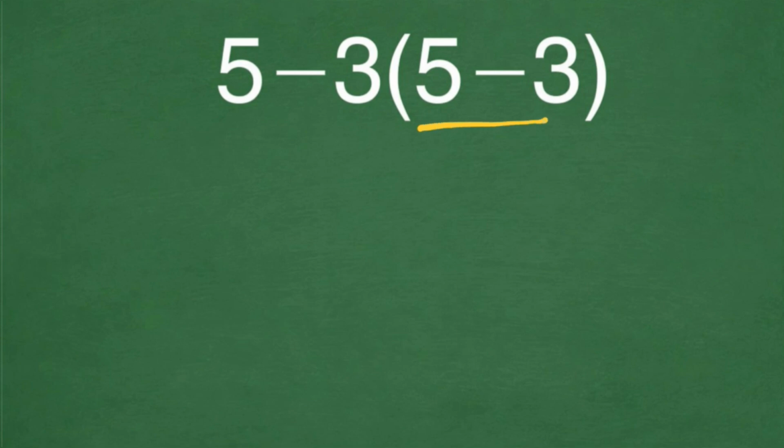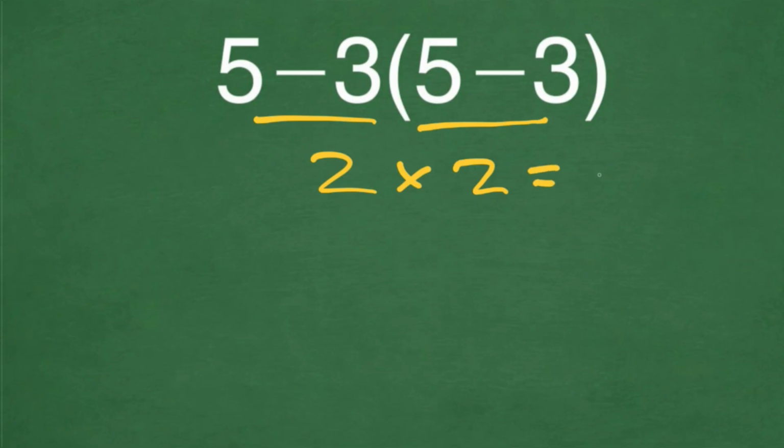5 minus 3 is 2. And 5 minus 3 is again 2. And 2 times 2 is equal to 4. But this answer is not correct.